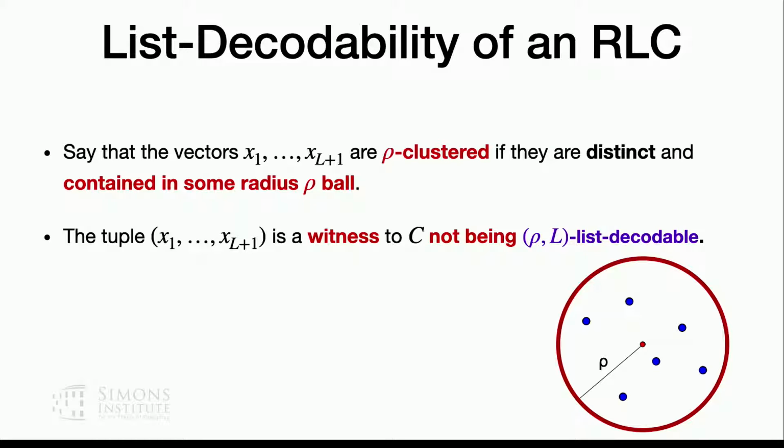Okay, so if there are L plus 1 vectors that lie within some radius rho ball, we say that they are clustered, or rho-clustered. And this tuple x1 to x_{L+1}, we consider it a witness to the non-list decodability of a code C. So if I want to show that a random linear code is probably list decodable, I need there to be no witnesses. Like in the code movie.